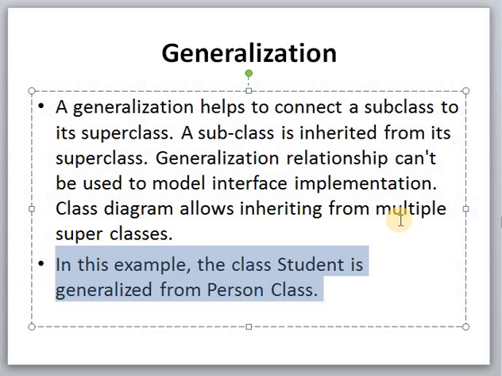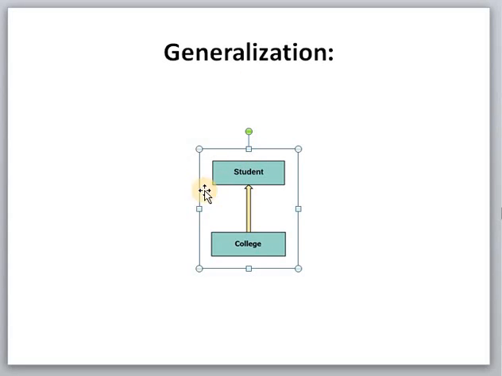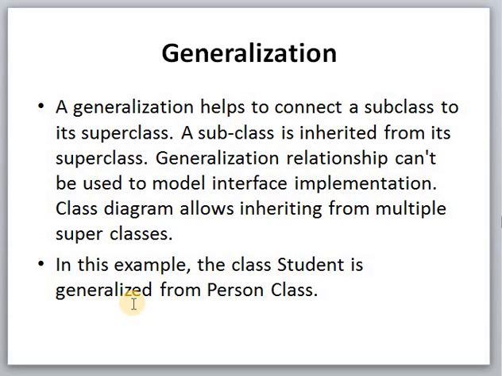In this example, the class student is generalized from the person class. So, from the given example, we can derive the class student as a subclass from the superclass, which is called the person class. A student is a person. Our student belongs to the class person. So person is a superclass or a generalized class, and student is a subclass. So the relationship between the student and the person class is generalization relationship.